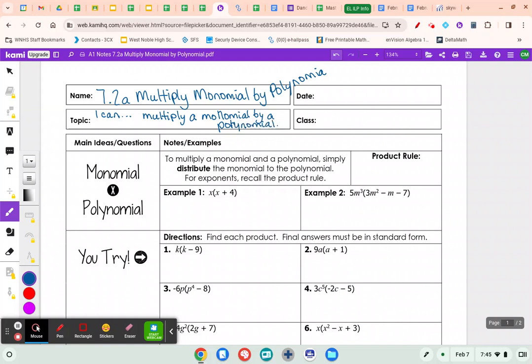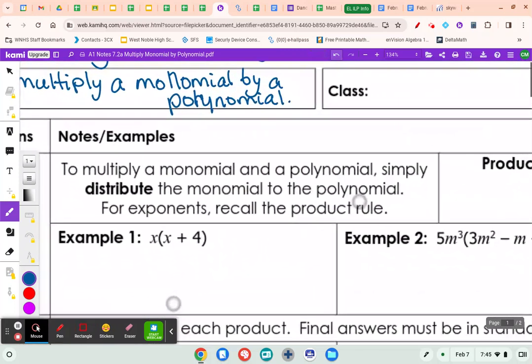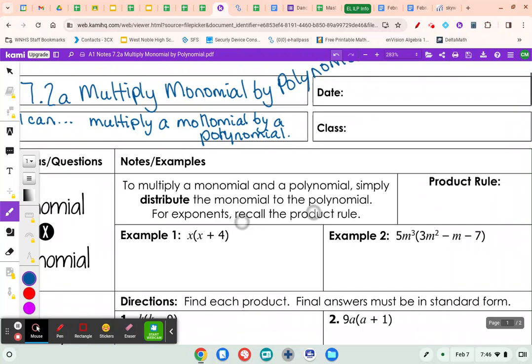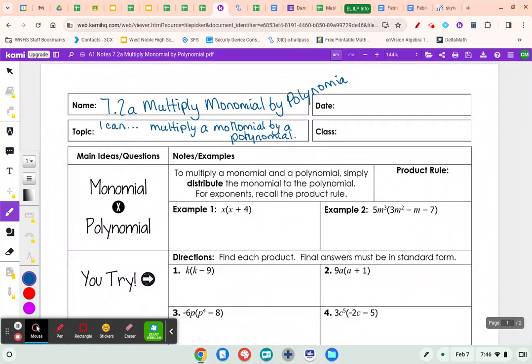Okay, so monomial means a single term. Polynomial means multiple terms. So if we read down here, it says to multiply a monomial and a polynomial, simply distribute the monomial to the polynomial. For exponents, recall the product rule. So we're going to go back to what we learned a couple weeks ago. We have the product rule. If you have a base and exponents, and the bases are alike, you add the exponents. So we're going to use this a lot again. So if you're struggling the first time, you get another chance here.